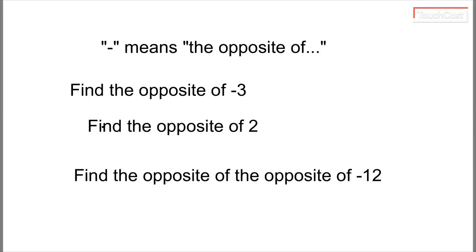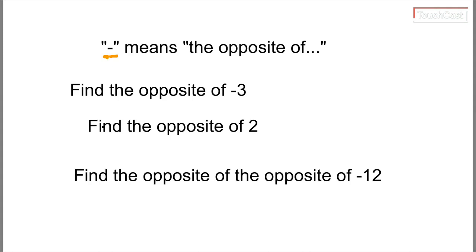Last, this negative sign, that means the opposite of. So whenever you see the negative sign, don't get that confused with just a regular subtraction sign, because they look similar. That negative sign means the opposite of. So find the opposite of -3. So we could really read that as find the opposite of 3.